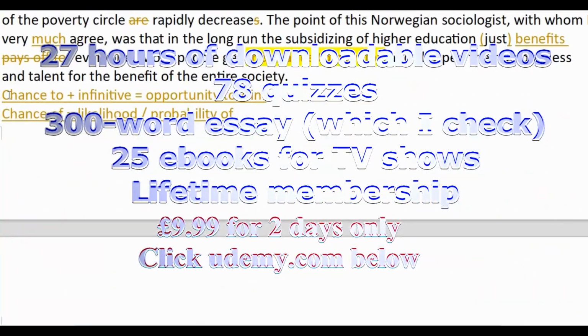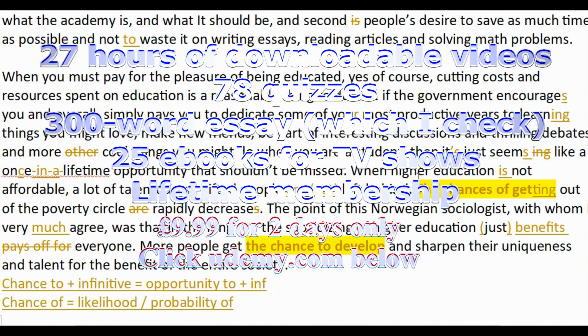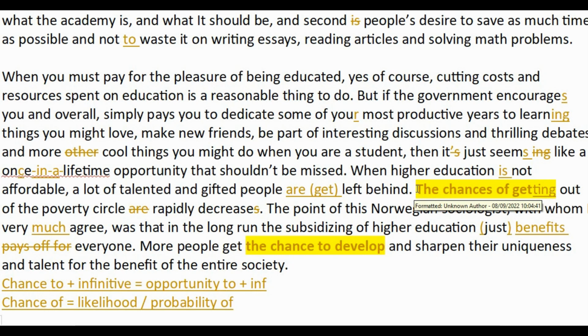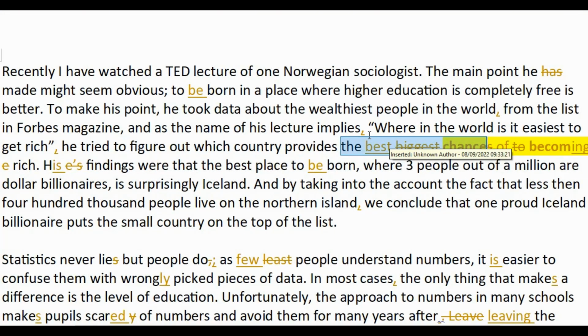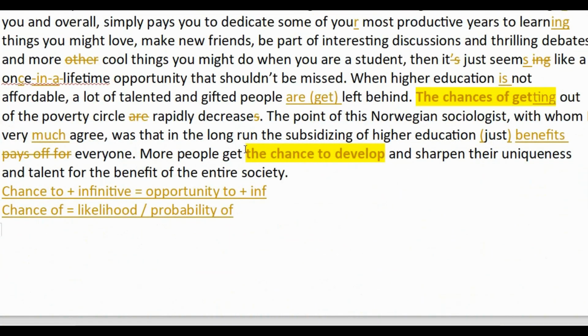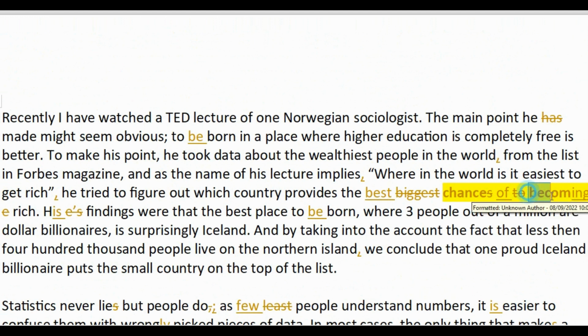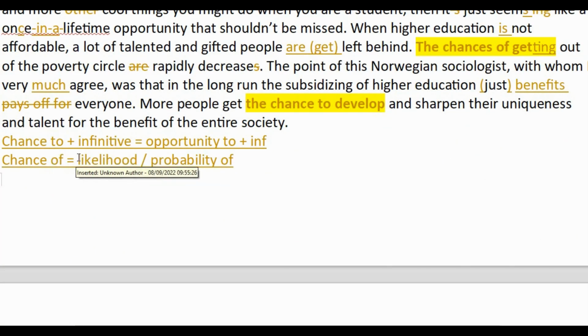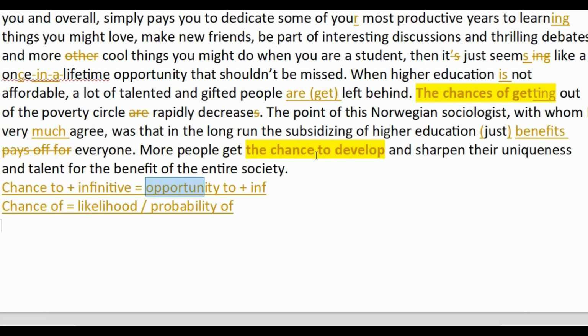And as I point out at the bottom, because he gets it right down here, yeah, he talks about the chances of getting out of poverty. He's talking about the likelihood, the probability, as he is in this expression. But at the very bottom he uses the chance to develop, and he means more people get the opportunity to develop. And so I want you to remember that chance plus to plus infinitive means opportunity to do something, and chance of and then gerund, yeah, chances of getting, chances of becoming, yeah, so chance of plus gerund means the likelihood or probability of something happening. And they are different, aren't they? When you think about it, an opportunity is not the same as the likelihood, the probability of something happening. And so he did get it right twice, but he got it wrong in the very first one.